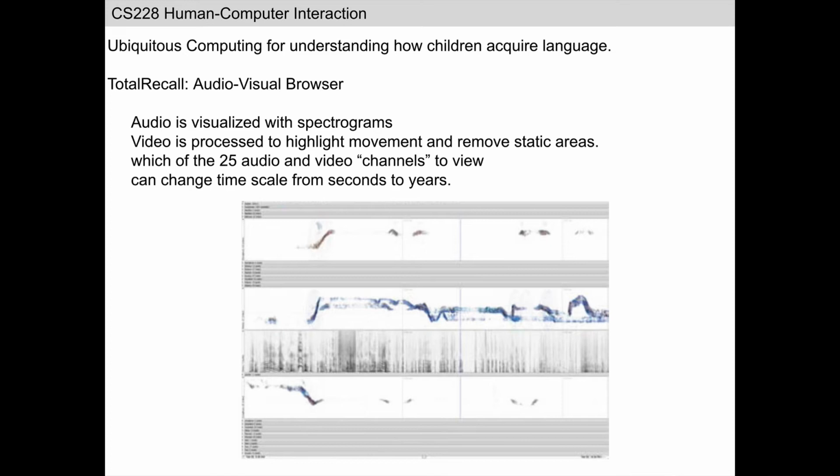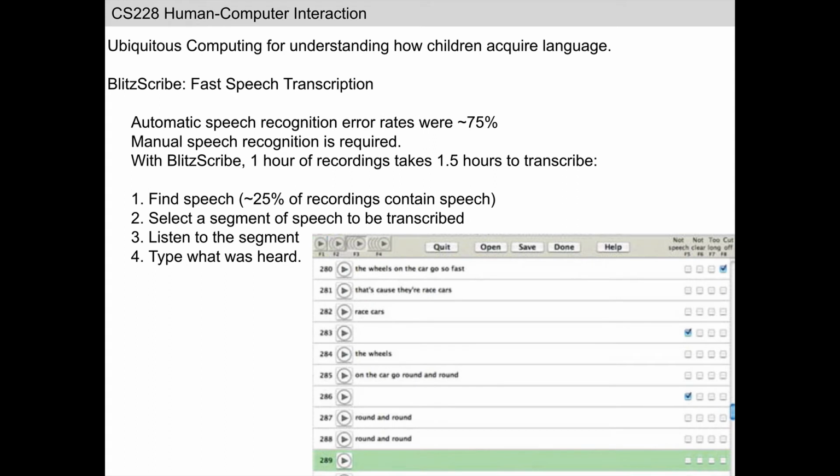Automatic speech recognition in 2009 was terrible. Recognition error rates were about 25%, so accuracy was 25%, basically unusable. So they did manual speech recognition. They used spectrograms to zoom in on particular points in time, and they grabbed small periods of time that seemed, from a spectrogram point of view, to be words.